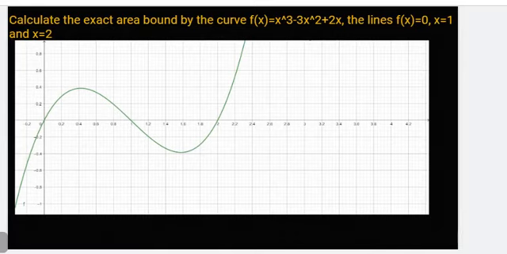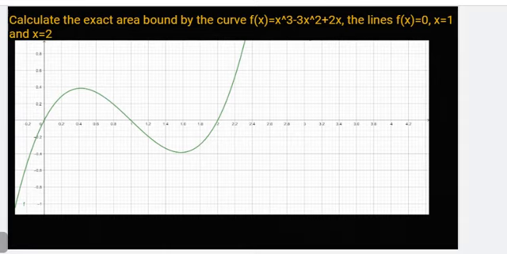Today we want to calculate the exact area bound by the given curve f of x equals x to the power of 3 minus 3x to the power of 2 plus 2x, and the lines f of x equals 0, x equals 1, and x equals 2.